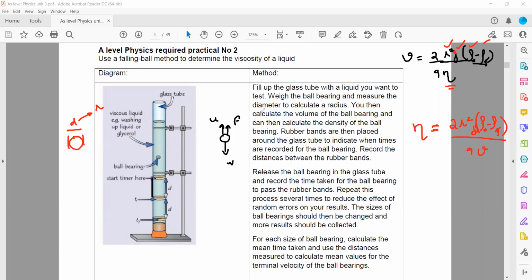So the only thing we need to get the viscosity is the size, because gravity is constant, and the density of the material from which this ball bearing is made is fixed, that is constant. The density of the fluid is also constant. So we have to determine only r and we have to determine v.